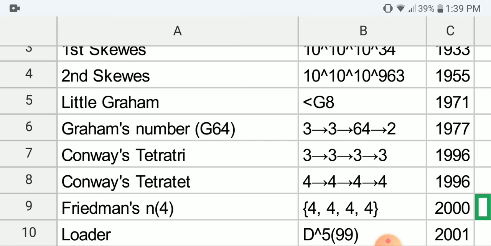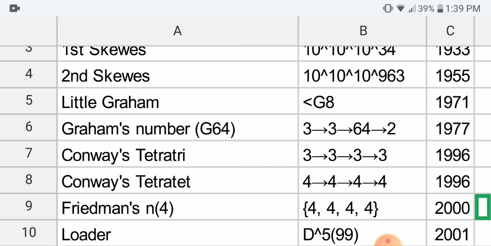And then the next number after Graham's number is Conway's Tetratri, which was published in 1996 in Conway and Guy's Book of Numbers, which is bigger than Graham's number, 3→3→3→3 in terms of chained arrow notation. And then the next biggest number is Conway's Tetratet, which is also in the same book, published in 1996. So they were published at the same time, but just FYI, I put both of them here.